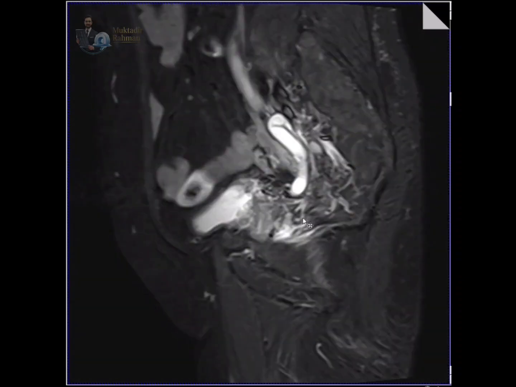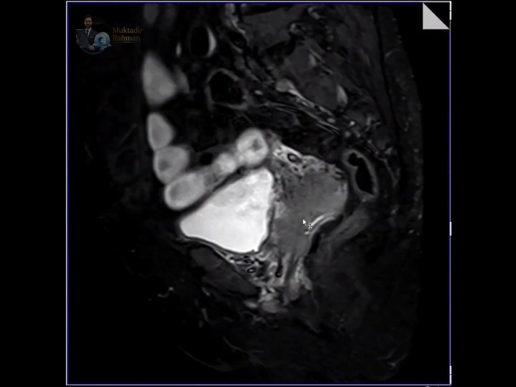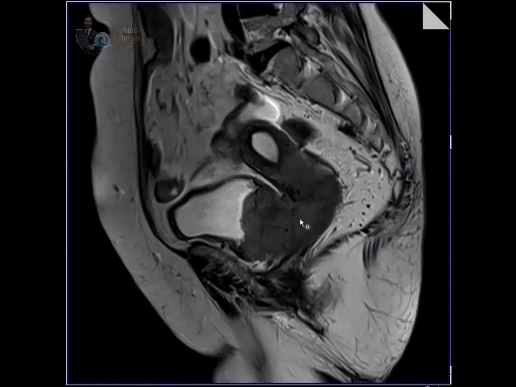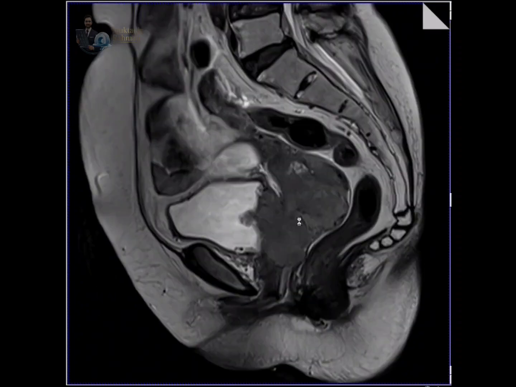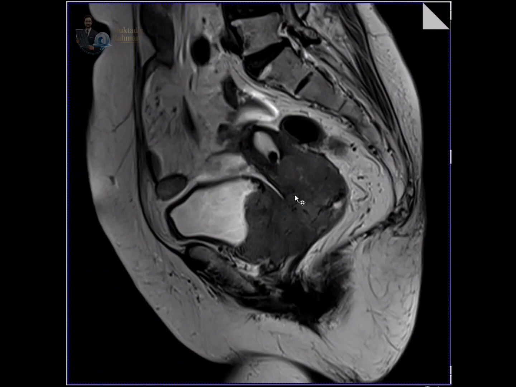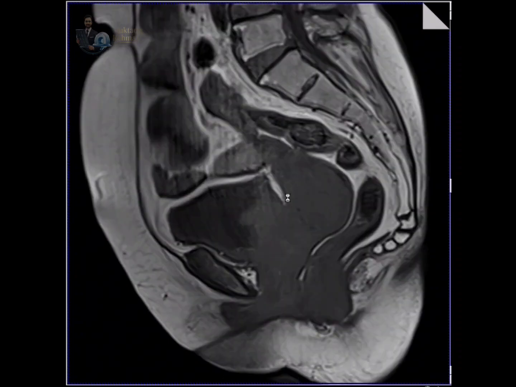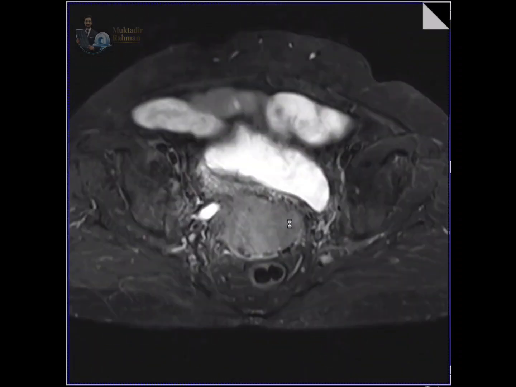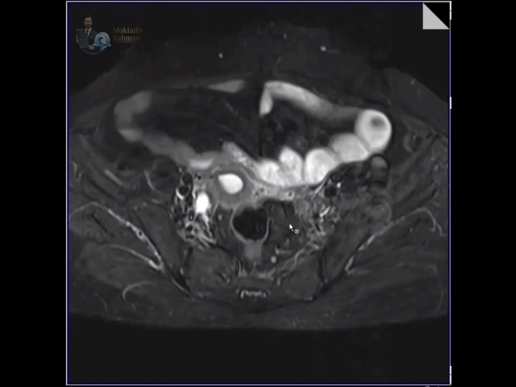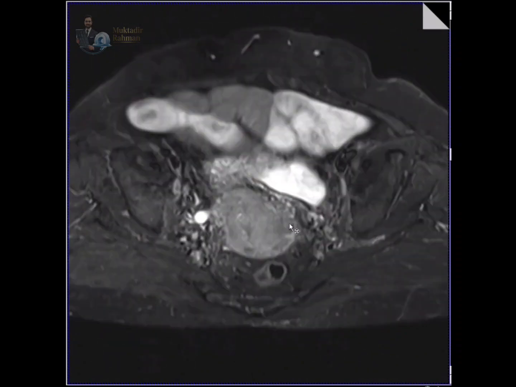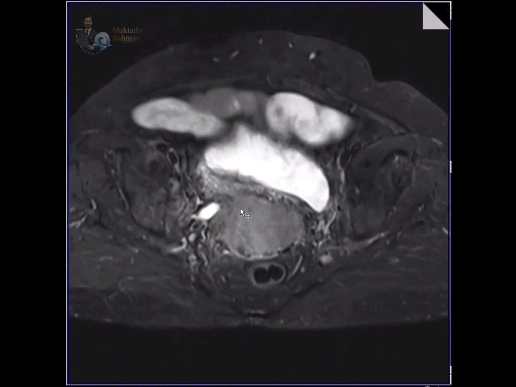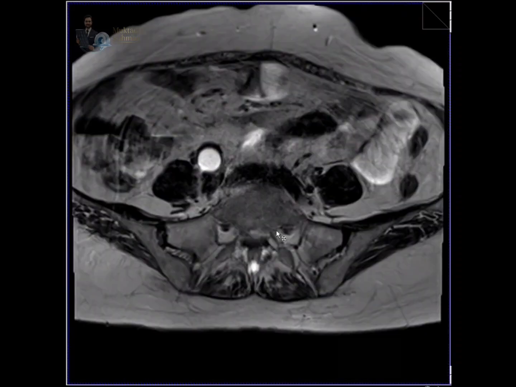And now the next images. This is T2 sagittal images, and look here, the pathology is here right now. Now another image, T1 sagittal images, showing the pathology right now. And now the next, STIR axial images, showing the pathology right now.